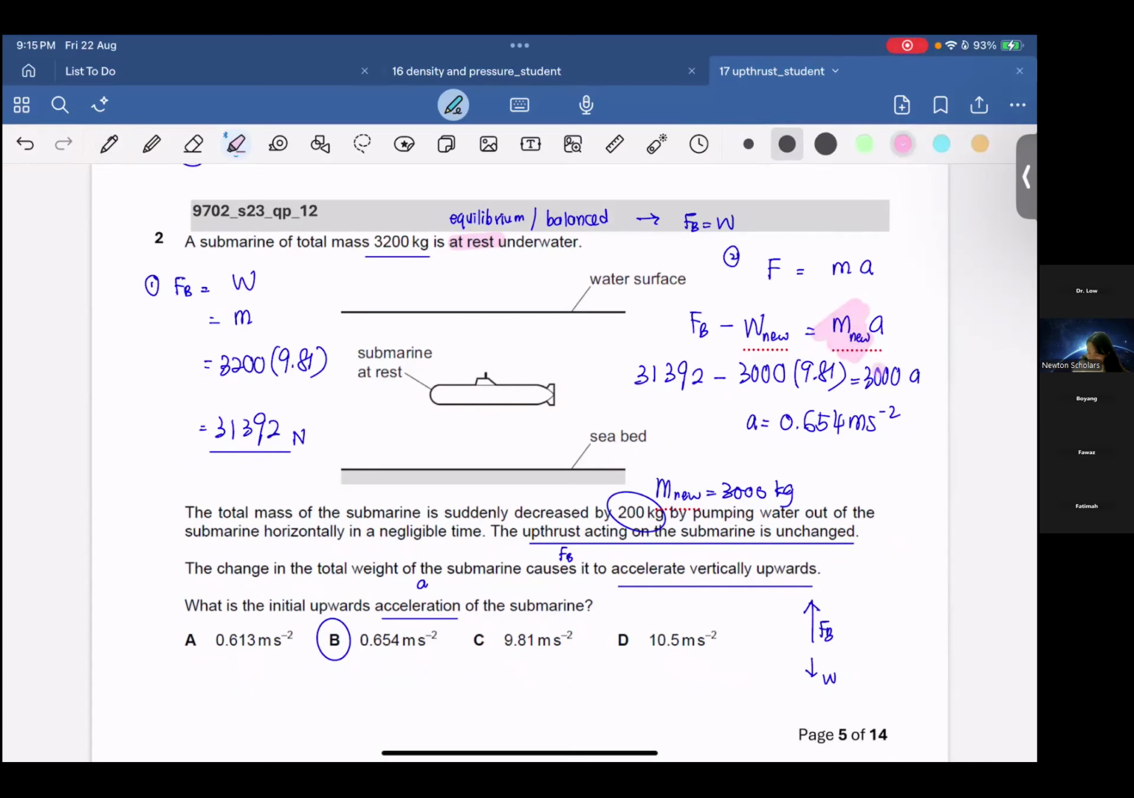Okay, so this one is your new mass. New things, everything new. Then after that, the buoyant force remains. Then how do we know the buoyant force? From the first sentence, we can already count it.